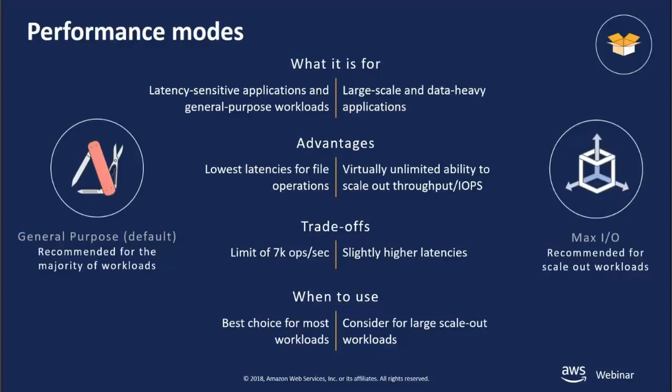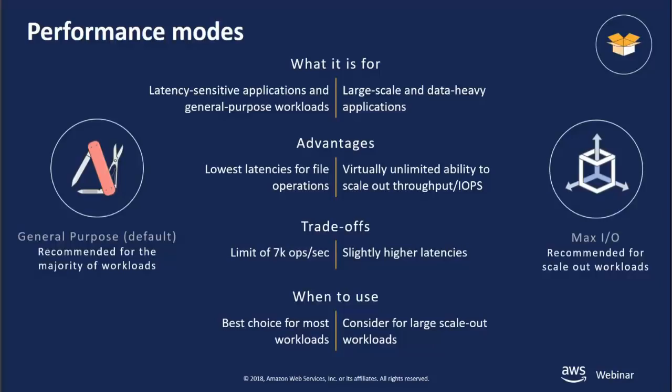The advantage of the general purpose performance mode is that it has the lowest latency, versus the advantage of max IO, where you virtually have an unlimited ability to scale out throughput and IOPS, so it can continue to scale and scale. Some of the trade-offs between the two: with general purpose mode, there is a limit of 7,000 file system operations per second, while with max IO you don't have that limit, but it comes with slightly higher latencies per file system operation. So again, you need to determine which performance mode is best for the application or workload that you'll be using with it.